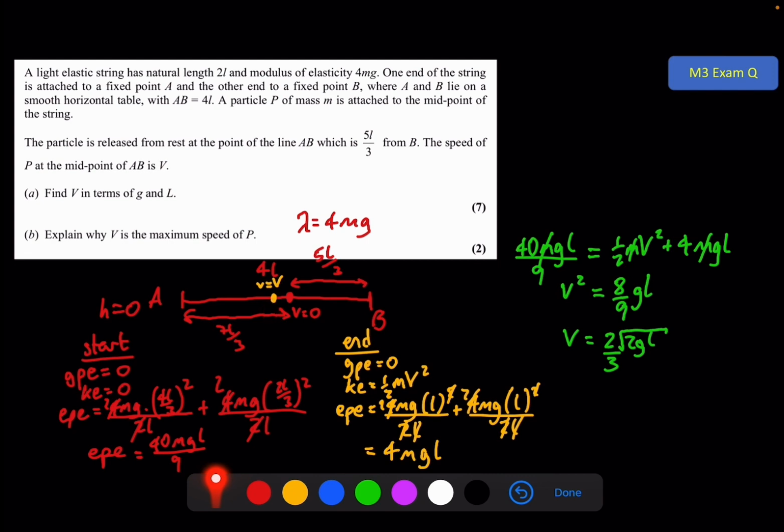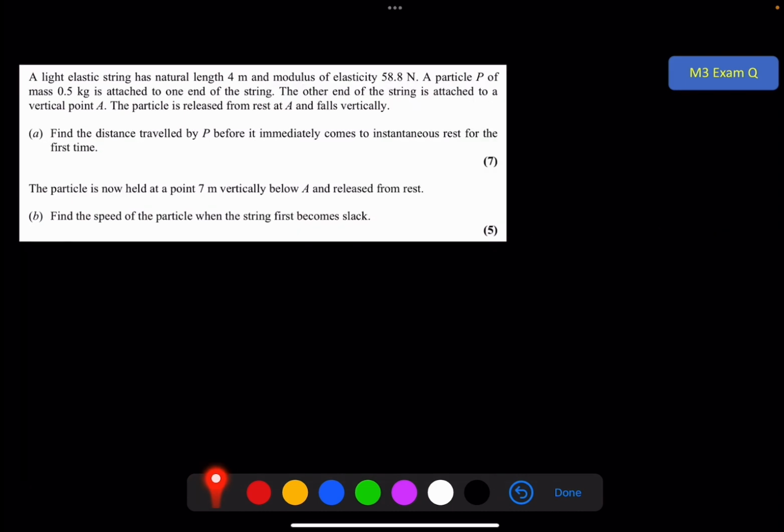Maximum speed occurs when a is 0. Third and final exam question. A light elastic string has natural length 4 meters, lambda 58.8, a particle of mass 0.5 is attached to one end of the string. The other end is attached to a fixed point A. P is released from rest at A and falls vertically. So we've got A here, and the particle is released from here and it falls. Find the distance travelled by P before it immediately comes to instantaneous rest for the first time.